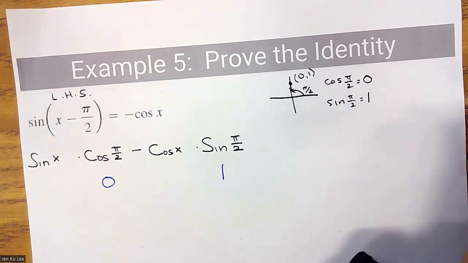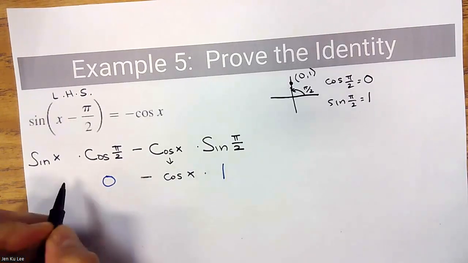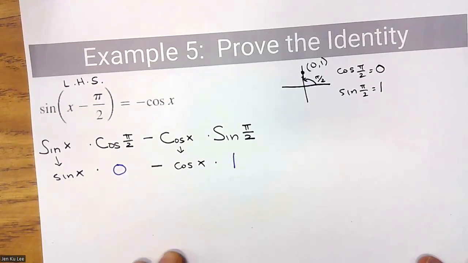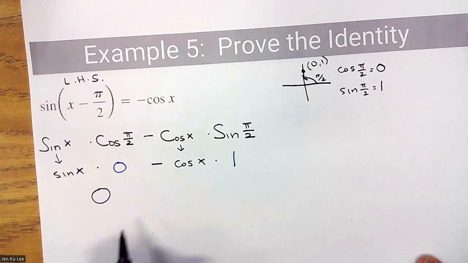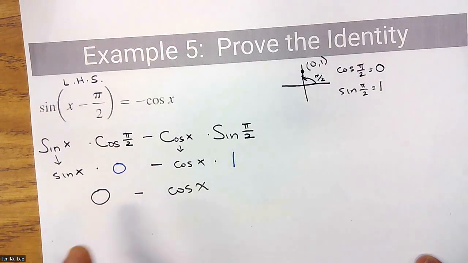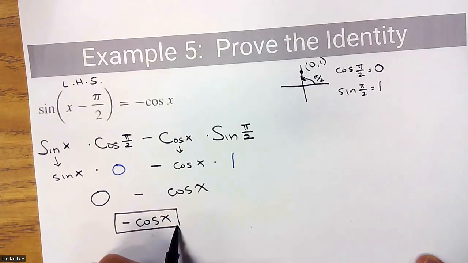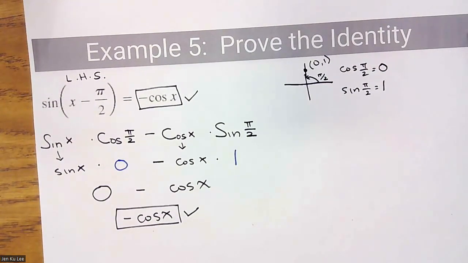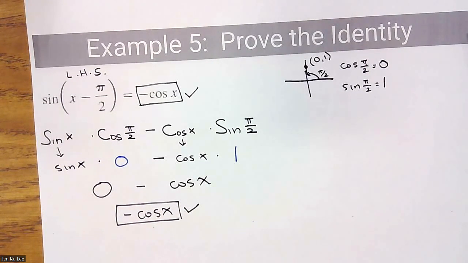Everything else drops down. So this drops down, cosine of x times minus, and this drops down, sine of x times. Anything multiplied by 0 is 0. So that's a big fat 0 minus cosine of x times 1, that's cosine of x. So 0 minus cosine of x, that's just negative cosine of x, right? And since this is equal to my right-hand side of the equation, I'm done. All right? Questions on this?